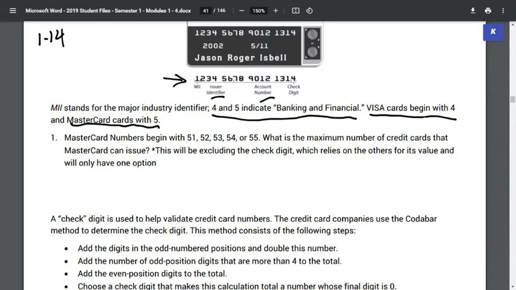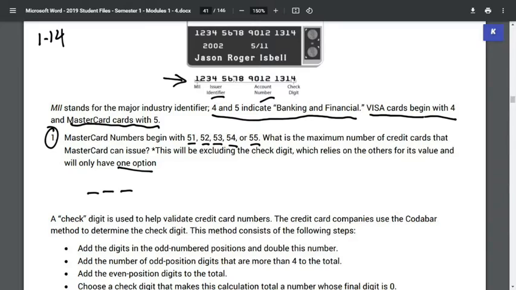Number one's a good question to start off. It goes back to a lesson that we had before, but it's asking what's the total number of credit cards that MasterCard can issue. This will be excluding the check digit, which relies on its value for others and will only have one option. MasterCards of course start with a 5, and then the second number can only be one of 5. There's going to be 16 digits total.